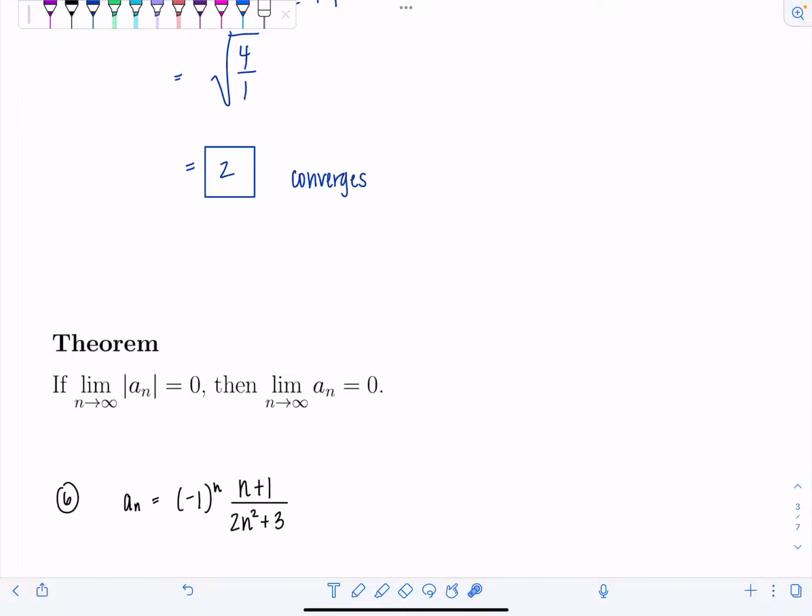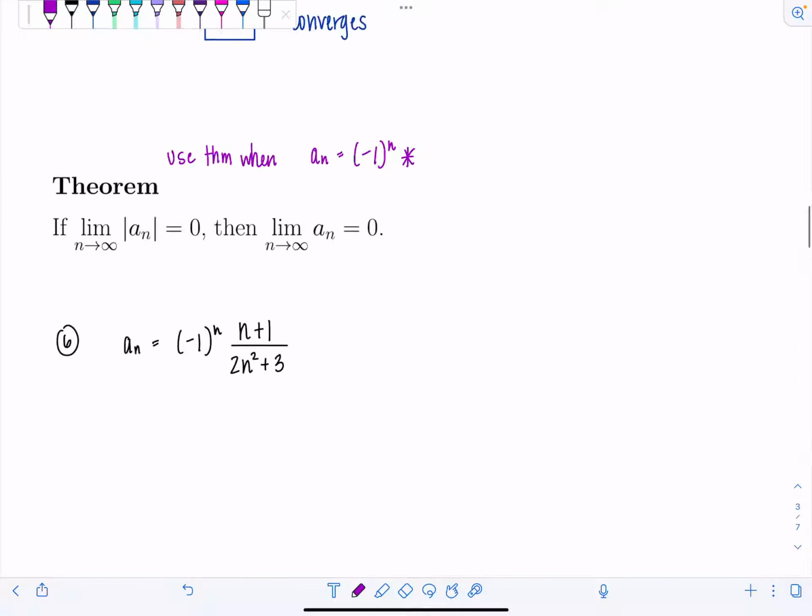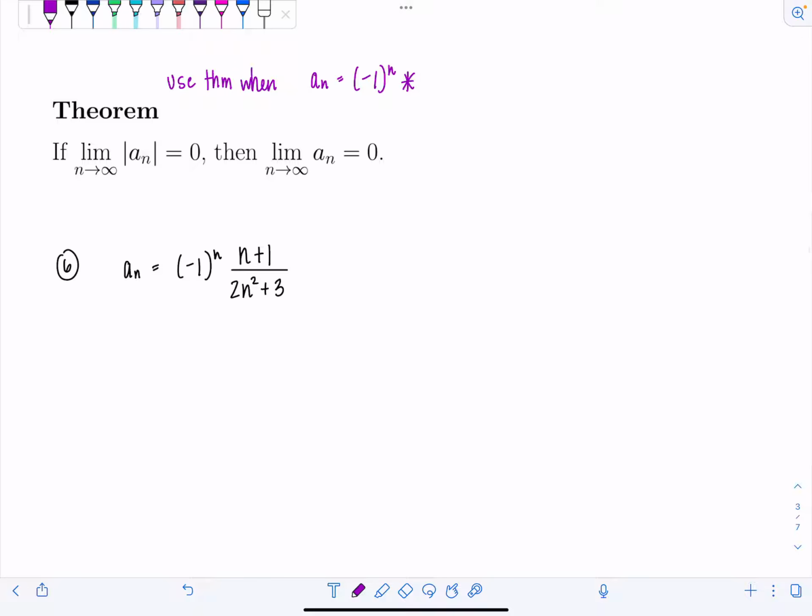Why am I reminding you of this? This is great to use anytime you have an alternating sequence. So use this theorem when a_n involves (-1) to the n or (-1) to the n plus 1, and then it has some other stuff. Like the following example right here. So a_n equals (-1) to the n times (n plus 1) over (2n squared plus 3).